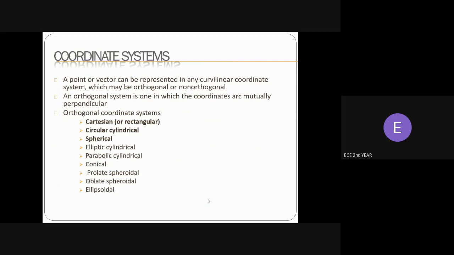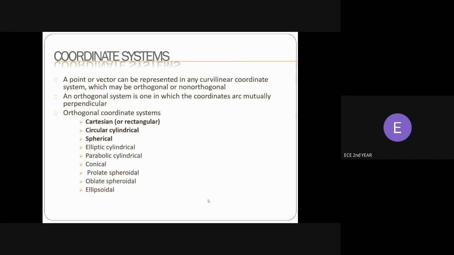As I said, today we are going to see the coordinate system. Till now we have seen what electromagnetic field is and what the practical applications of electromagnetic field are. Let us see coordinate systems. A coordinate system will have more than one axis, two or three axes. In electromagnetic field, we will see the coordinate system with three axes.